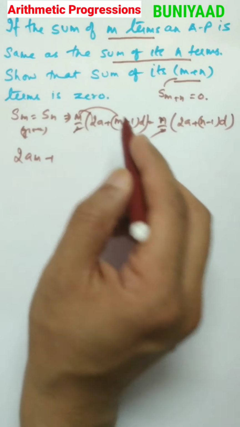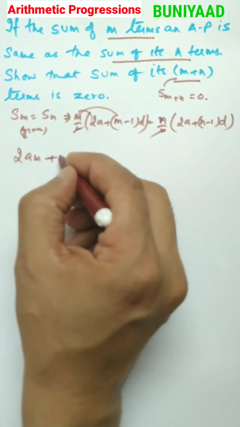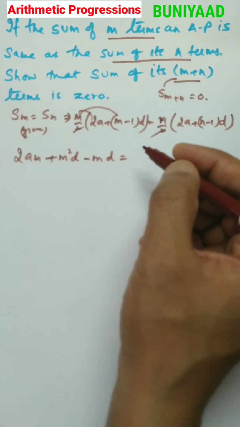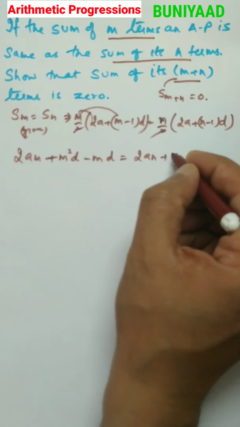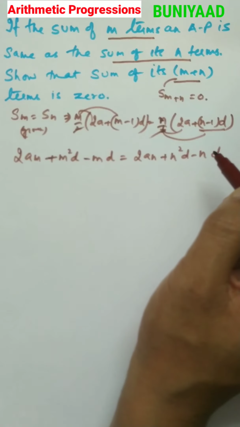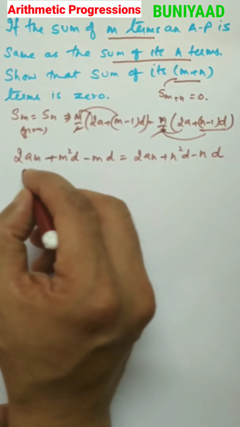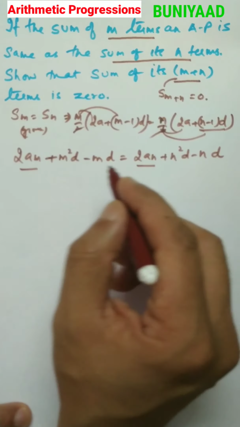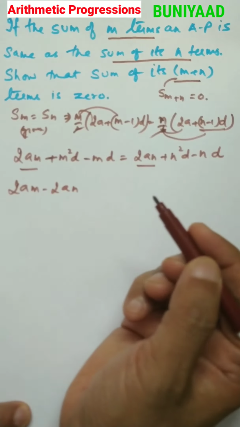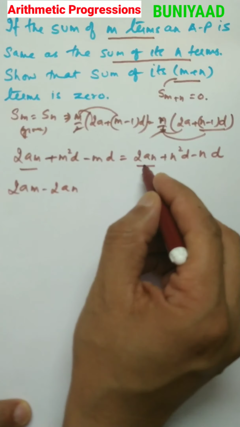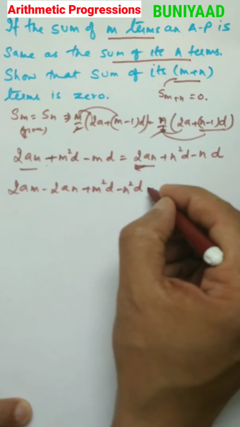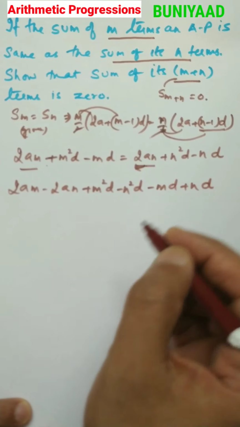2am. We are multiplying this by this one. 2am plus m square d minus md, equals 2an plus n square d minus nd. Right? What I did? Multiply this and my whole bracket. Now this is 2am, this is 2an. Also on transposition, this becomes 2am minus 2an. Let's transpose it here to here, plus m square d minus n square d minus md plus nd.